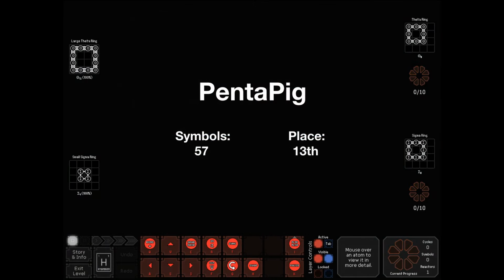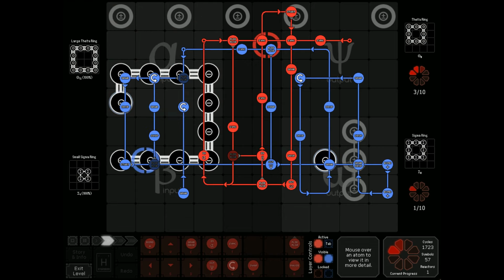Pentapic's solution has the blue Waldo repeating the same actions, usually processing two atoms within a single loop, while the red Waldo uses sinks and flip-flops to count for the input and output instructions.